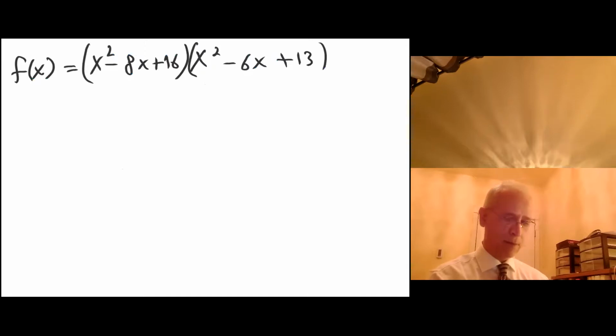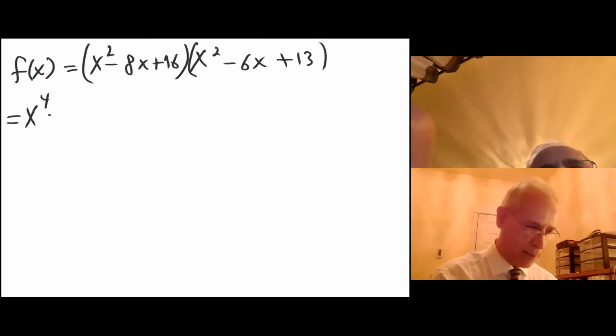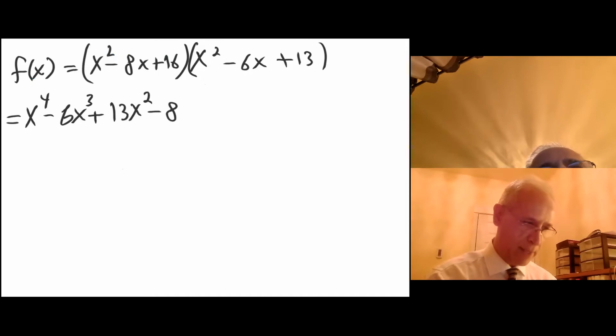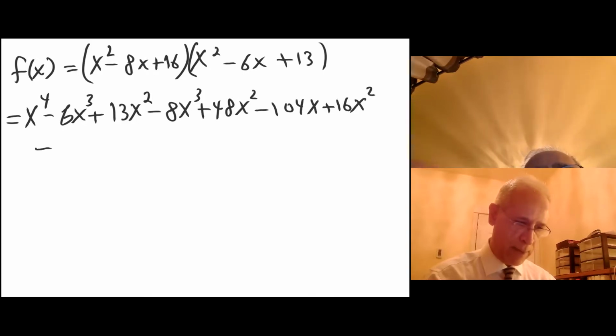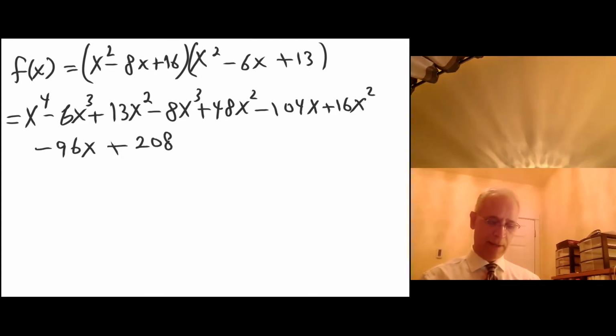Okay. So now that equals x squared times x squared is x to the fourth, minus 6x cubed, plus 13x to the second, minus 8x cubed, plus 48x to the second, minus 104x, plus 16x to the second. Then I have minus 96x plus 13 times 16, I believe 208. Okay. Now let's clean this up.